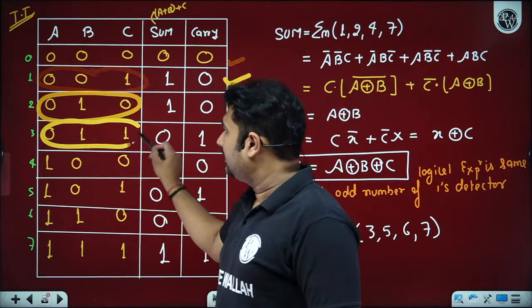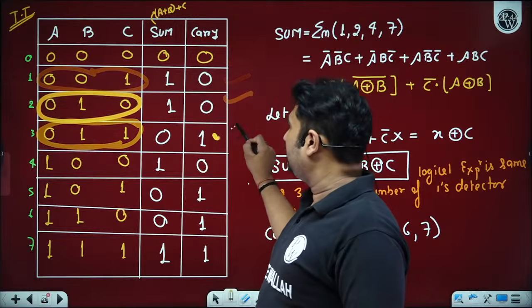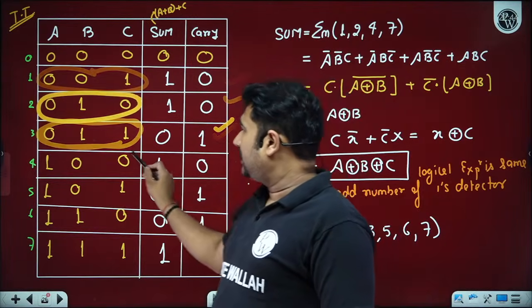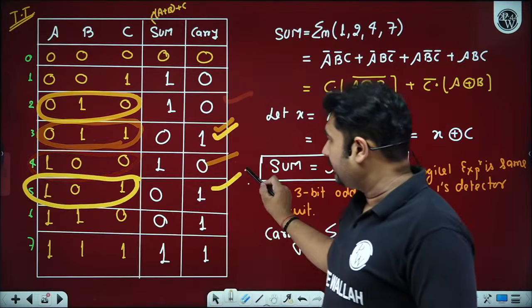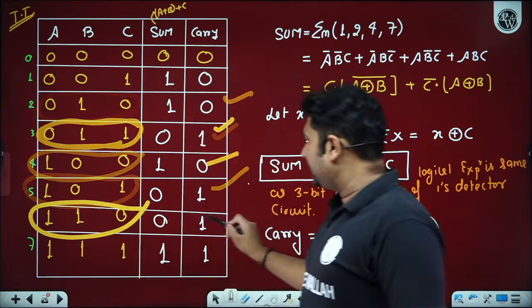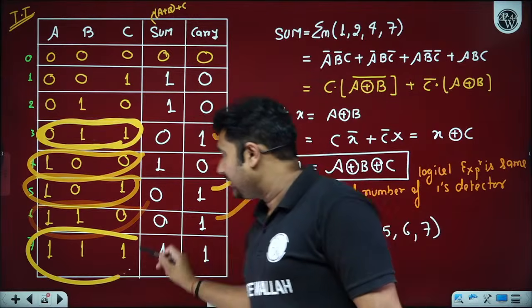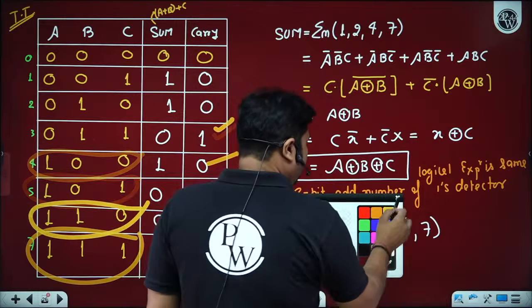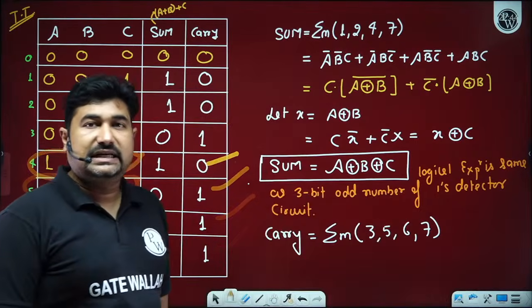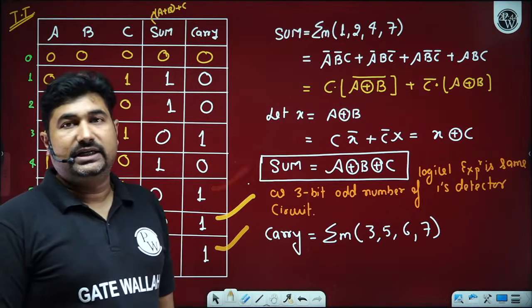Majority is of 1, there are two 1s and one 0, so we are getting 1. Majority is of 0, we are getting 0. Majority is of 1, we are getting 1. So the carry logical expression of a full adder will have the same logical expression as that 3-bit majority detector circuit.